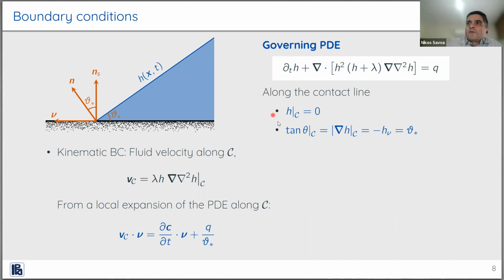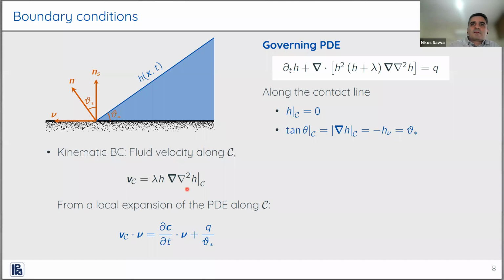It's a free boundary problem. So in order to solve it, we need to have zero thickness on the contact line. We prescribe the contact angle. And we have a kinematic boundary condition to allow the evolution of the contact line. So we take the fluid velocity along C, along the contact line, and we assume that it stays there for all times. If we do a local expansion of the PDE, we end up with this kinematic boundary condition for the droplet. An important thing to note is that with this model, here we have H that vanishes at the contact line times something which must diverge in order to balance the vanishing H, so that we get a finite value for the velocity.